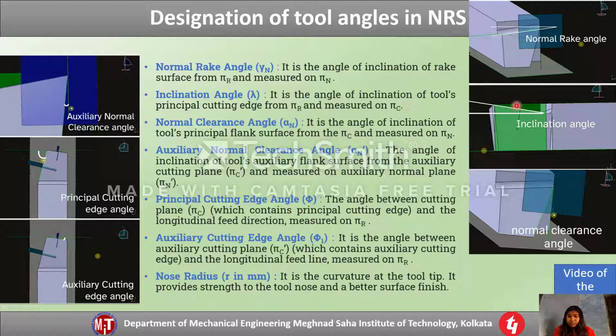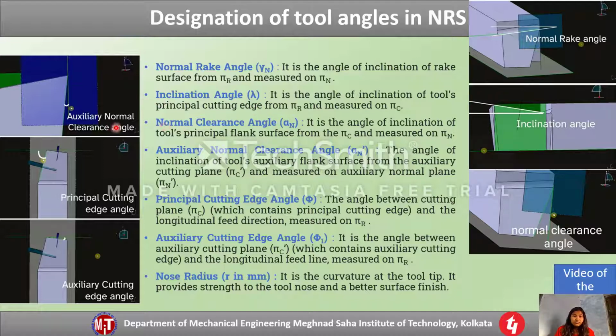We will see it in this picture. As you can see, this was our cutting plane. As we are measuring this angle from our cutting plane, we can see this is our principal cutting edge, and this is the same as the previous one, parallel to our reference plane. So this angle of inclination is the inclination angle, or lambda.